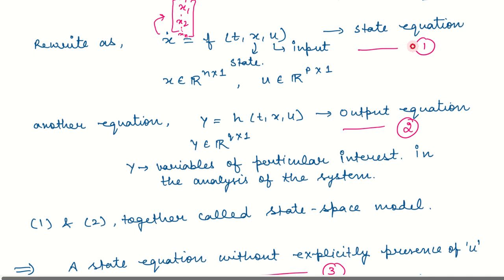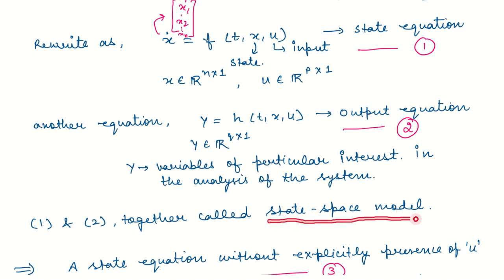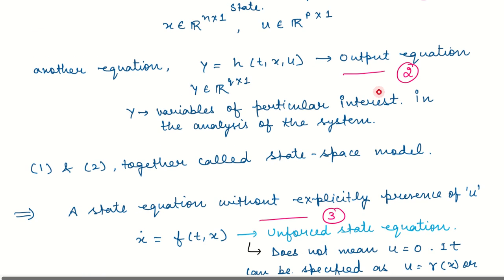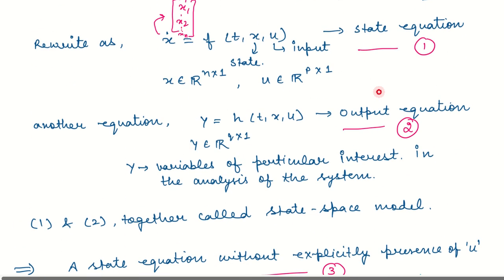If you combine these two equations together, we call them the state space equation or state space model. So now we know that the state equation combined with the output equation is called the state space model.